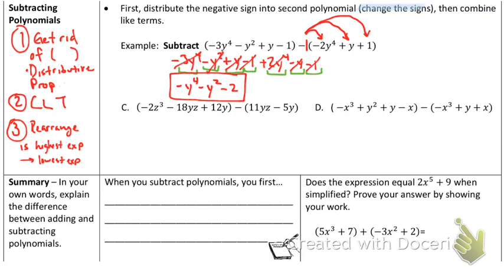So as you can see, we essentially are doing the same process. We just have to be careful. Because of this negative sign, we want to distribute it in as if it's a negative 1 to get rid of the parentheses. Once you do that, everything goes the same as we did in the first slide. So if you go ahead and do C and D, pause the video, work them out, and when you're ready and have your answers, I will work them out for you.